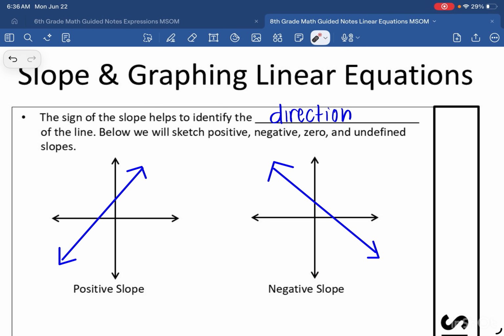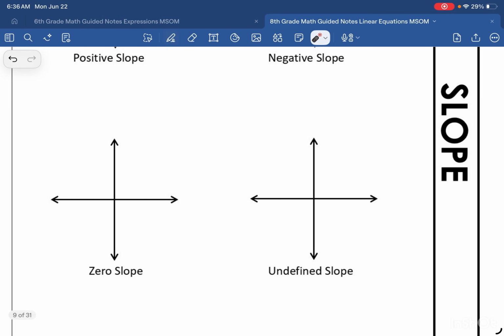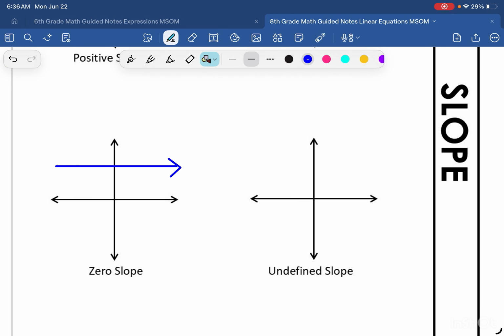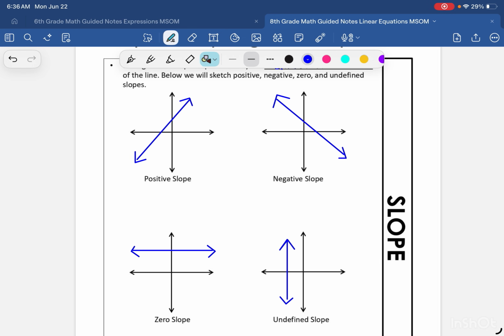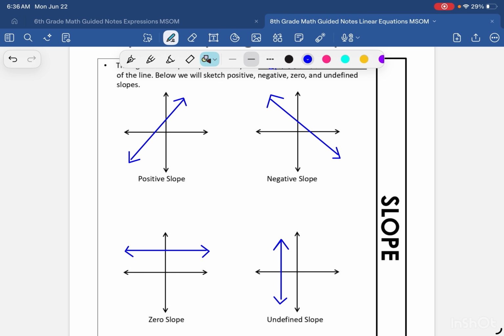That's a negative slope. A 0 slope is when it's just one horizontal line. It doesn't go up and it doesn't go down. An undefined slope will be a vertical line. Like that. So we have positive, negative, 0, and undefined slopes.